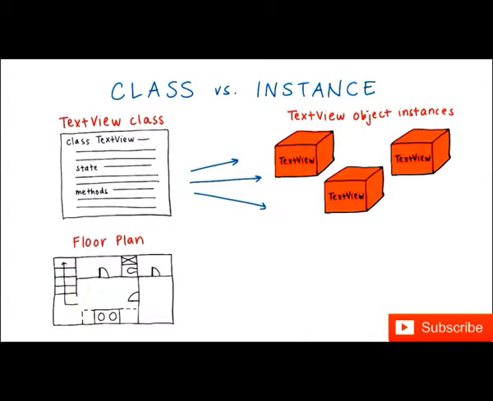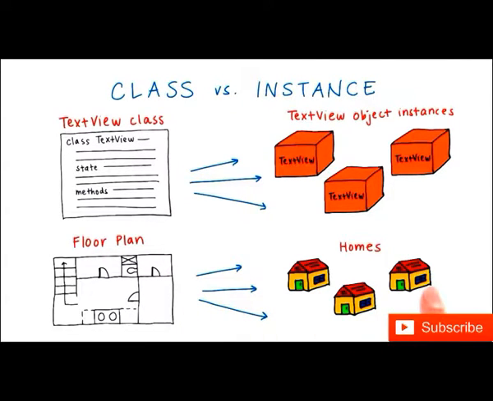Here's an analogy to help you. You can think of it as creating a floor plan for a house. You can use this floor plan to create the actual homes. Each of these homes can be slightly different, but they're all based off of this base floor plan. It's important to note that the floor plan is not a house itself. It's just the plan. Similarly, the TextView class is used to create these object instances. So these instances are the ones with the actual text values, text color values, and text sizes.